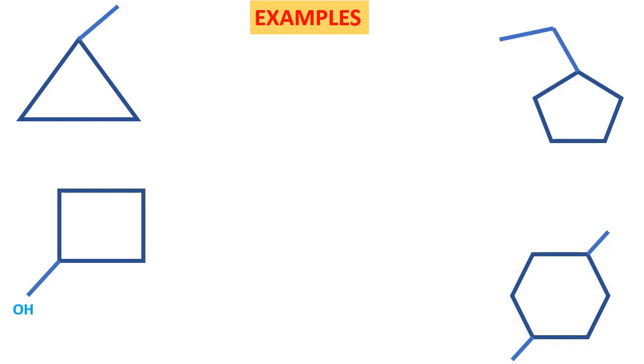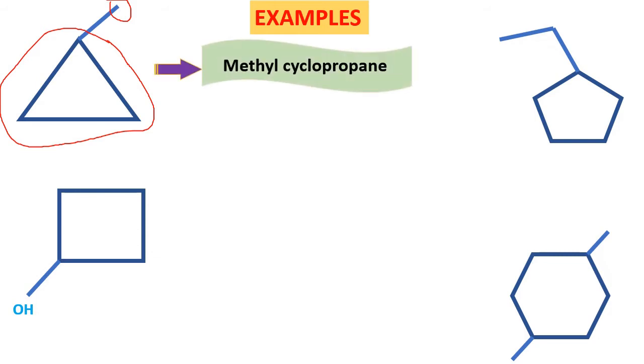Now a more complicated one. In this case, you can see there is a ring which is formed by three carbon atoms. So this is the skeleton of the parent compound. And with this, one methyl group is attached here. So the methyl group is acting as a substituent here. That's why the name of the compound will be methyl cyclopropane.